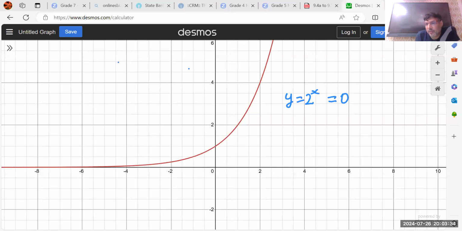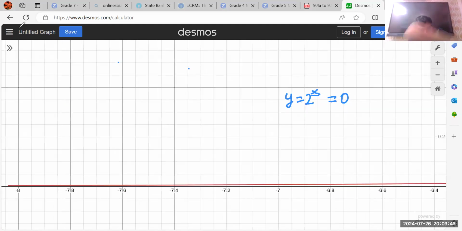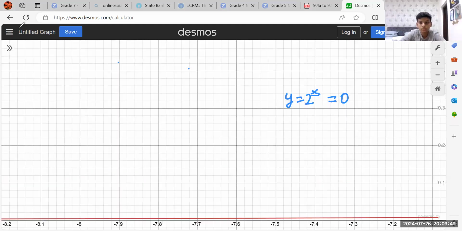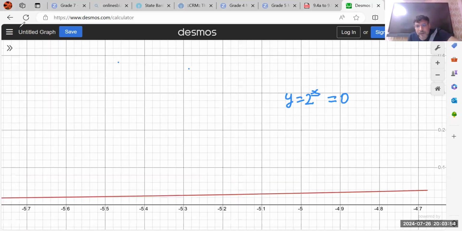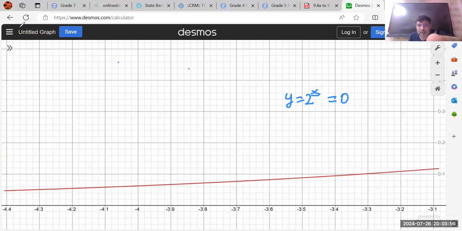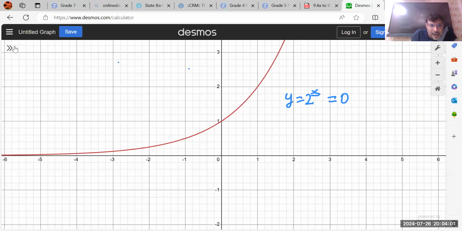कभी भी इस फंक्शन की वैल्यू 0 नहीं हो सकती। ये जो लाइन है, ये 0 होगी नहीं, ये बस पास आते जाएगी. Can you see? So this gives me another definition. If the value of a function approaches a particular value but does not exactly reach there, that line is called the asymptote.